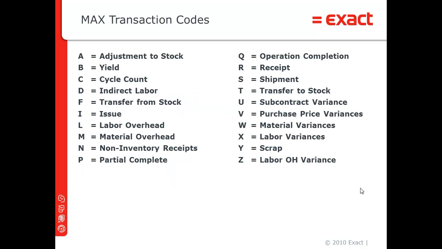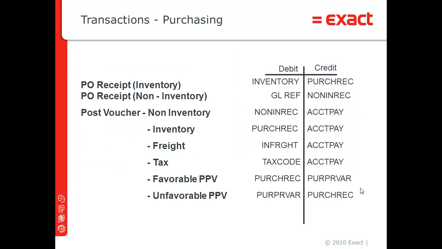Now every transaction in MAX has a specific transaction code. You can see them all listed here. Now let's look at the purchasing transactions.